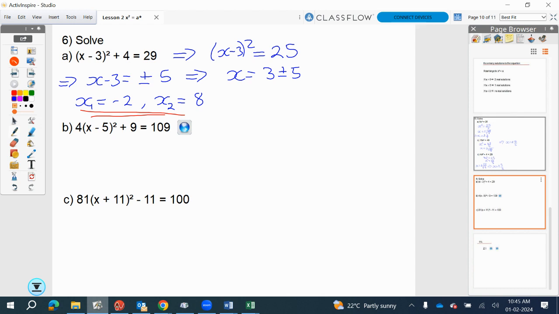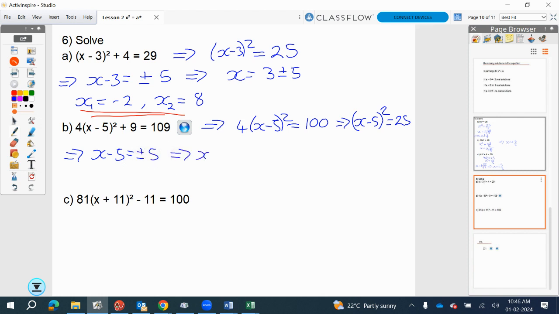Okay, let me do these ones for you. So, here on this one, we need to start by subtracting the 9. So let's move the 9 across. We're going to get 4 bracket x minus 5 squared equals 100. Now let's divide through by 4. What's 100 divided by 4? 25. So we get x minus 5 squared equals 25. We take square roots of both sides. We get x minus 5 equals plus minus 5.